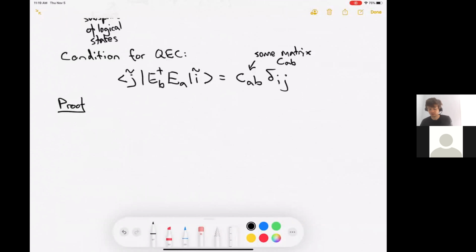Okay. So we need to prove that this condition is both necessary to be able to correct errors and sufficient to be able to correct errors. So let's start by proving that it's a necessary condition.